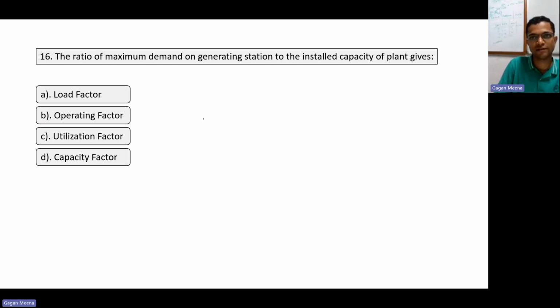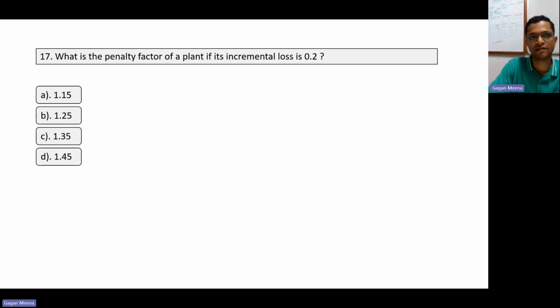What is this ratio? Ratio of maximum demand. The one we know, load factor. Load factor we know it is average upon peak. And this maximum demand to installed capacity is the utilization factor.